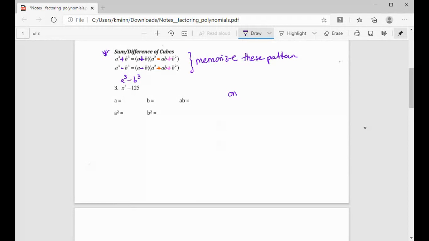125 is a perfect cube. Again, if you wanted to check what it is on your calculator, under your math menu, go down to the third one, you'll see the cube root symbol, and you can put in 125. Or, since we know rational exponents, you can put in 125 to the 1/3 power. Either way, the cube root of 125 is equal to 5.